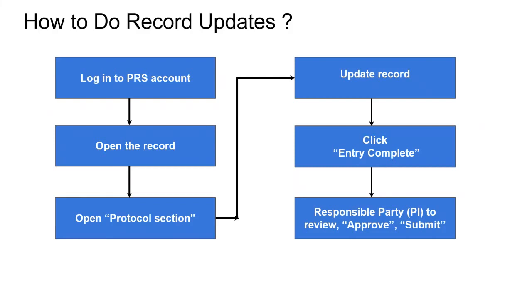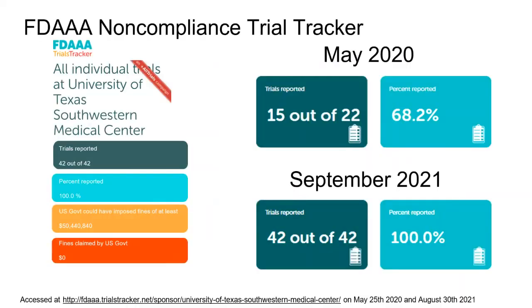Many of you know we maintain all records compliance. I'm going to quickly present our monthly metrics. As you see here, with everyone's efforts, we are able to achieve 100% compliance since January, as per the FDAAA non-compliance trial tracker website. And in September, we were able to maintain 100% compliance.